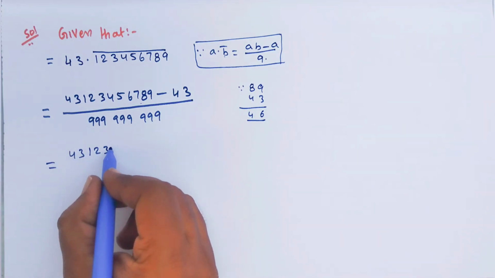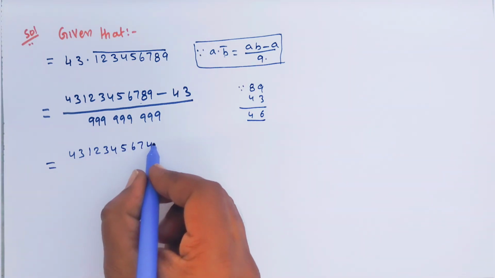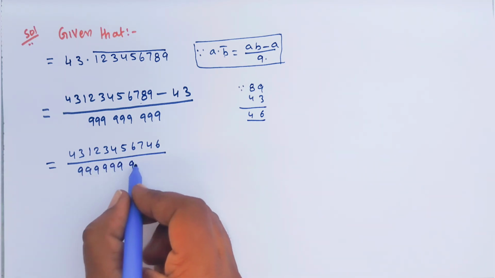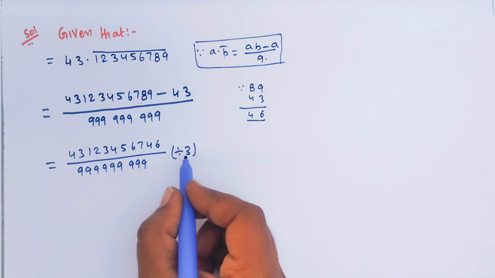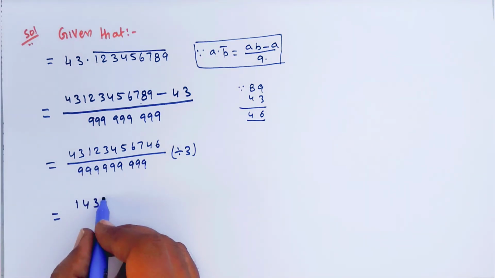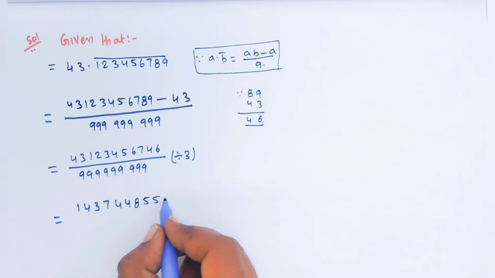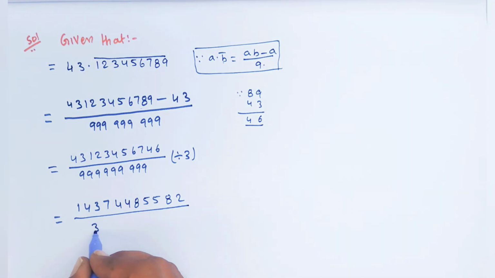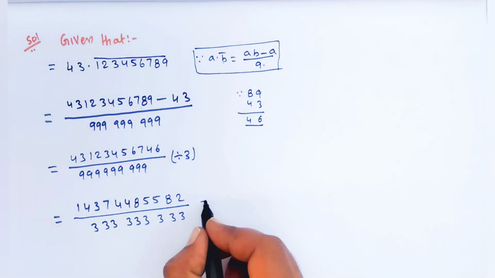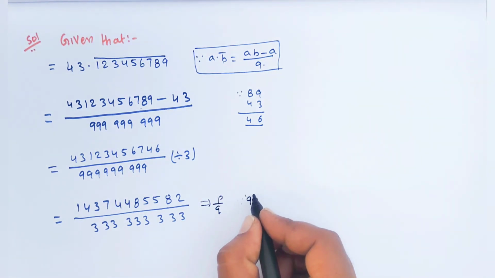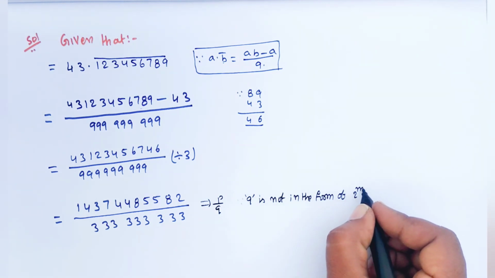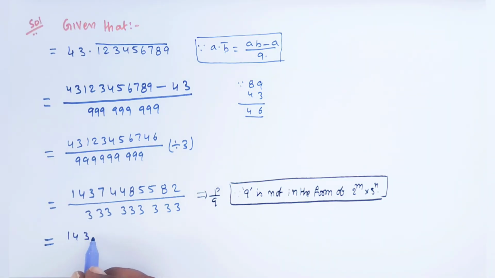So the numerator, 43.123456746, whole divided by 9, is written as 9 times in the denominator. It is a common multiple: 3 is there in numerator and denominator, so we divide the numerator and get the value 1437448558 by 3, written as 9 times, that is 3 up to 9 times. It is in the form of p by q, but q is not in the form of 2 power m into 5 power n. For one more step we take the numerator.